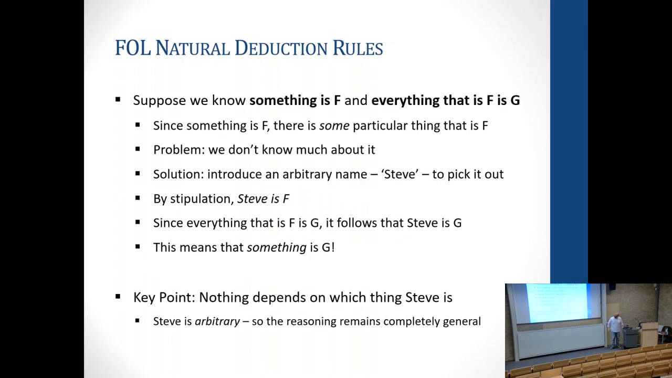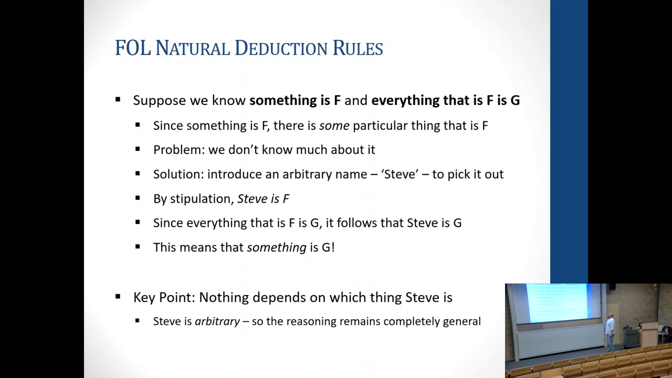So here's how it looks. We'll give you an example to show you. Suppose that we know, or we're going to assume, something is F, and everything that is F is G. Should already be pretty clear. One of those is going to be an existential, one of those is a universal. Suppose we wanted to conclude that from these two, something is G. That has to be true, right? Something is F, everything that's F is G, so whatever it is that's an F must also be a G.